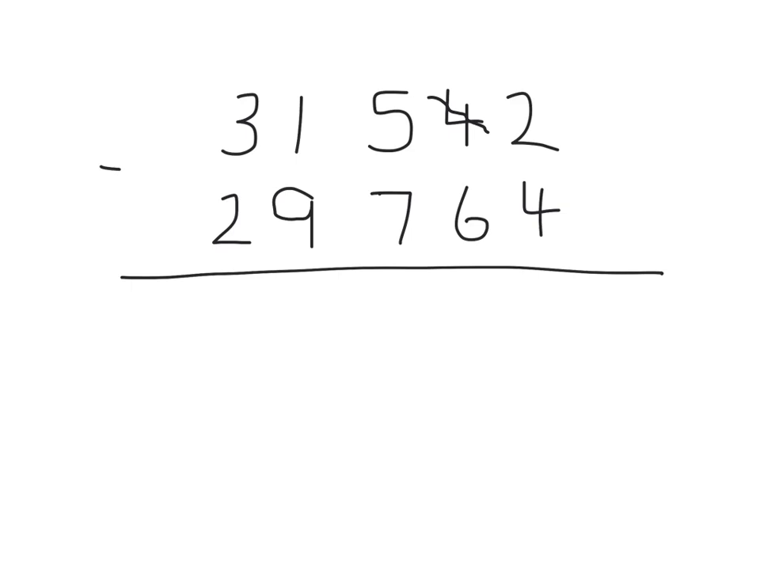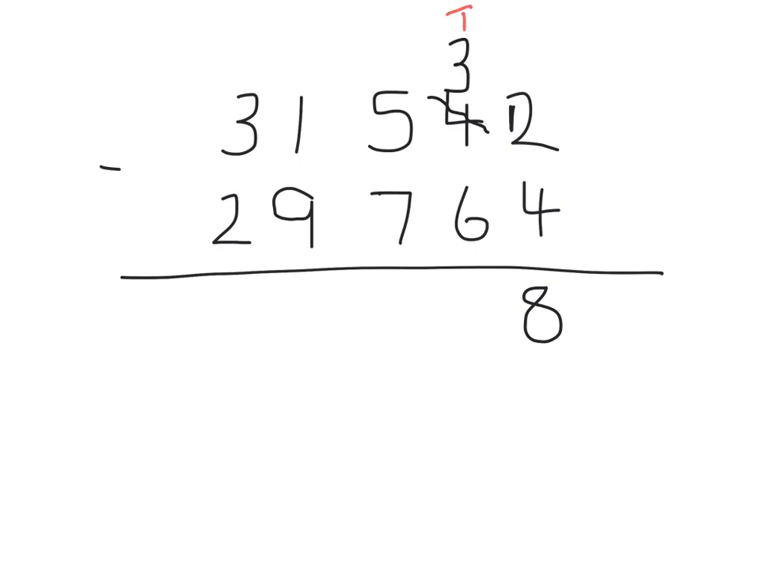So I'm going to borrow 1, and this is going to turn into 3, and I'm going to put that 1 just here in the ones column. So 12 ones take away 4 ones is 8. Then what I'm going to do is I'm going to take away my tens. So this is my tens column.